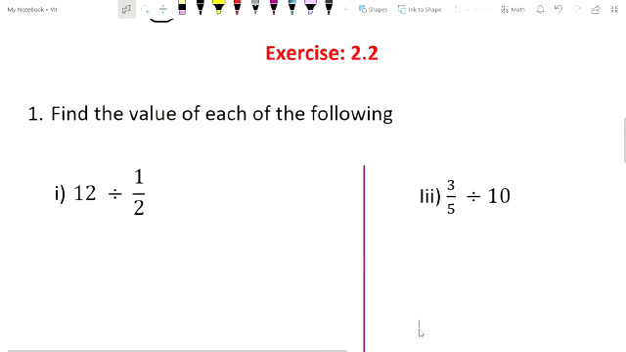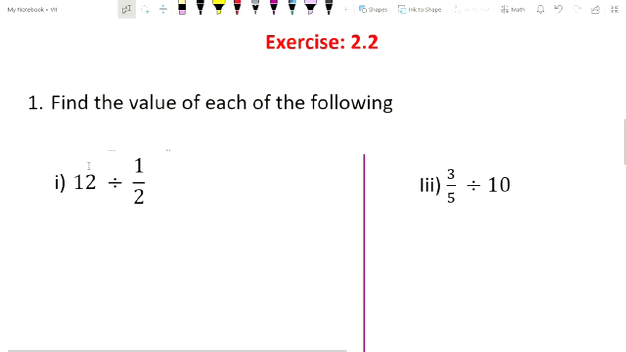First question. Find the value of each of the following. Okay children, first one, 12 divided by 1 by 2. Here, which is the dividend, children? 12 is the dividend. 1 by 2 is the divisor.